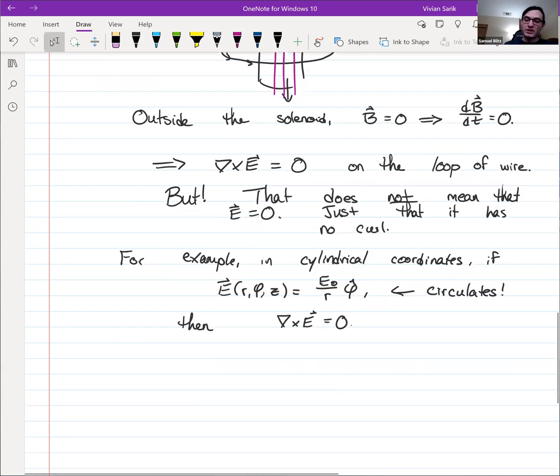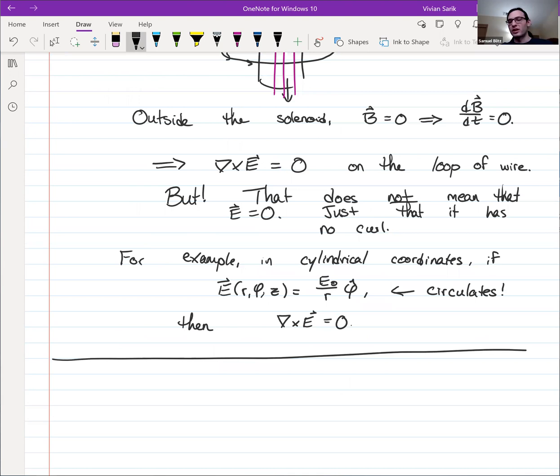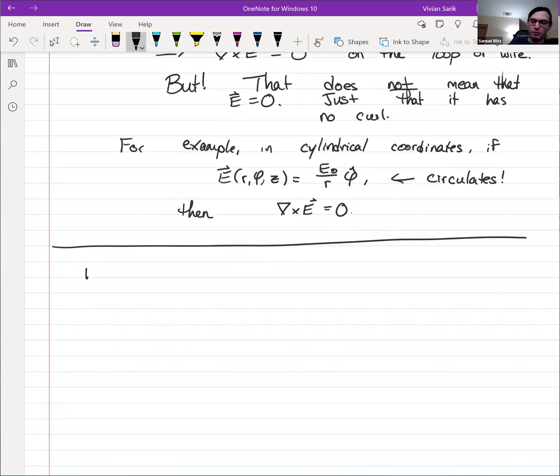All right, so that's the end of, well, it's not quite the end, but we're going to spend some time applying this notion of induced currents and induced EMFs and things like that, because we're going to start talking about inductance. In particular, we're going to begin by talking about mutual inductance.